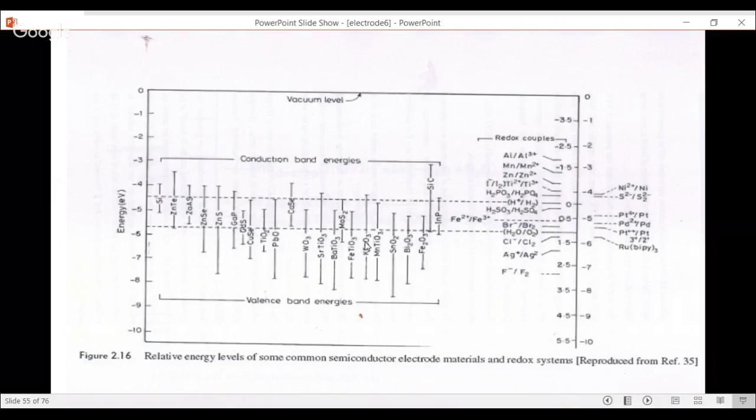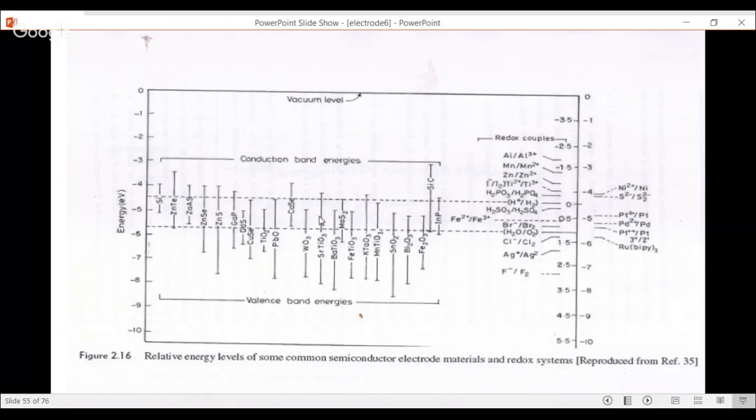So what this means is the relative energy levels of some common semiconductor electrode materials and the redox potentials. In this picture, we have not put all the semiconductors, but we have put representative semiconductors.